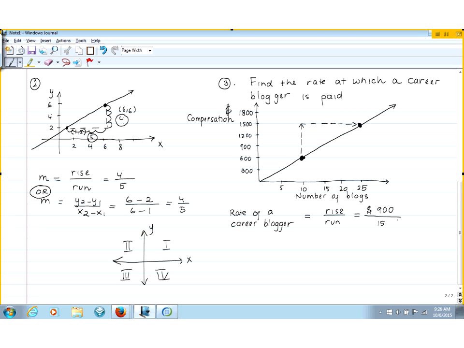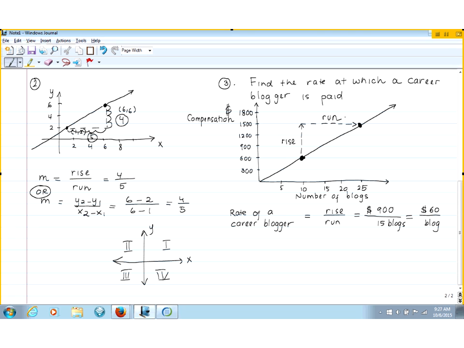So if the person writes 15 blogs, then he or she got paid $900. So what is 900 divided by 15? $60. This is 15 blogs, right? So it's $60 per blog. Okay. So that's the rate of a career blogger, $60 per blog. So this is your rise, and this is your run.